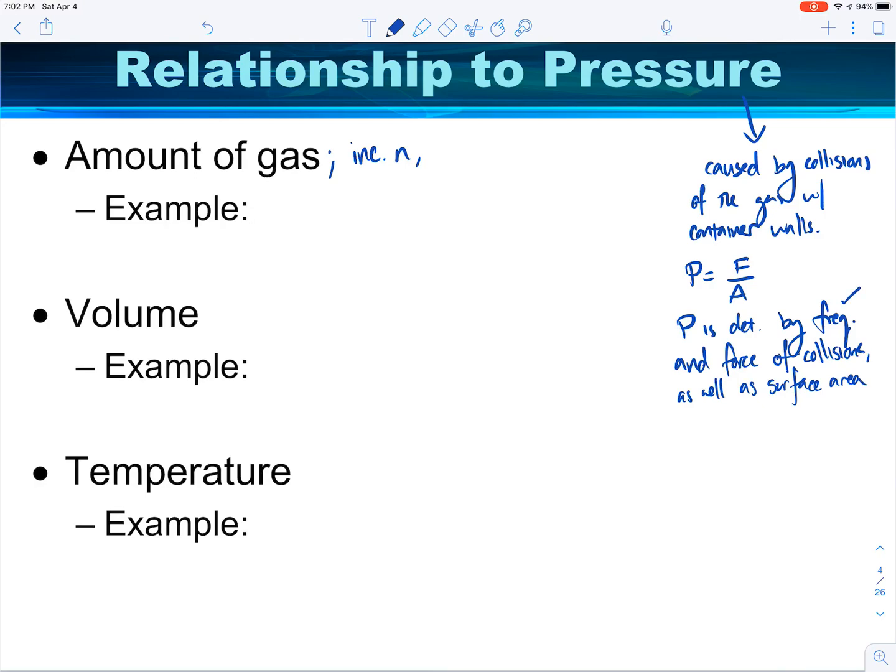Why does the force of the collisions not change? Because the force of the collisions is a function of how fast the particles are moving. And assuming all these particles have stayed the same temperature this whole time, the force of the collisions will not change. All that will change is the number of the collisions, which is the frequency of the collisions. Okay, so if you increase moles, you have more collisions over the same area. So you have increased pressure.